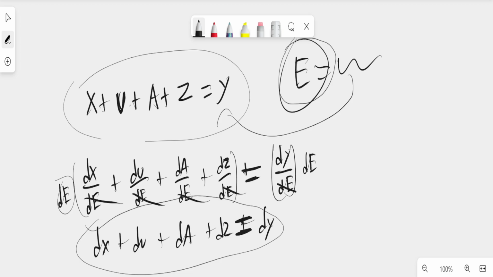Wait, isn't that like proving how implicit differentiation works? Yeah, I was going to get to implicit differentiation right after this. Let me do one more. Actually, should I do one more? Yeah, let's do one more.